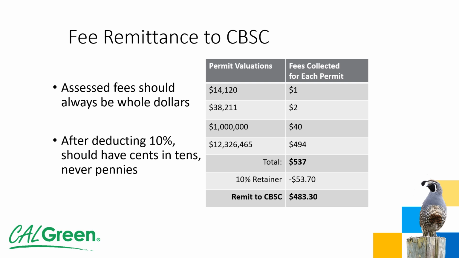Note that the fee assessment and remittance amounts should never have pennies in the amount, which is a quick way to know if the calculation is correct. Fee assessments should always be in whole dollars, and after deducting the 10% retainer, the remitted amount should only have cents in the tens and never pennies. $483.30 is the amount remitted to CBSC.